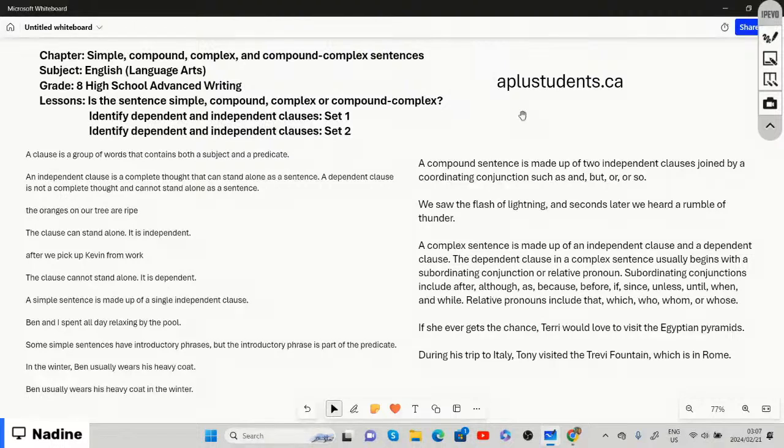All right, so let's go on to our tutorial lesson now. We start our lesson where we are going to say, is the sentence a simple sentence? Is a sentence a compound sentence, a complex sentence, or a compound complex sentence? So during the lesson, we are going to find out the differences between a simple, compound, complex, or compound complex sentence.